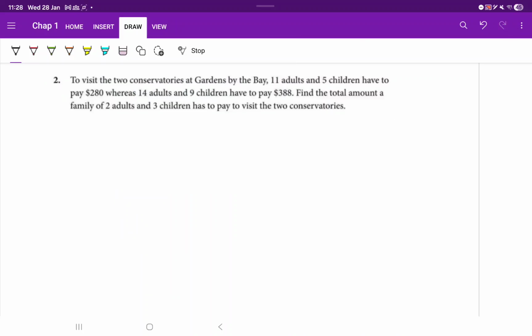Okay, so now we look at the next question. It's a bunch of numbers, right? 11 adults, 5 children, $280. 14 adults, let me highlight in a different color. 14 adults, 9 children, 388. So clearly, the adult and the children pay different prices. Okay? So now what I want to do is a declaration.